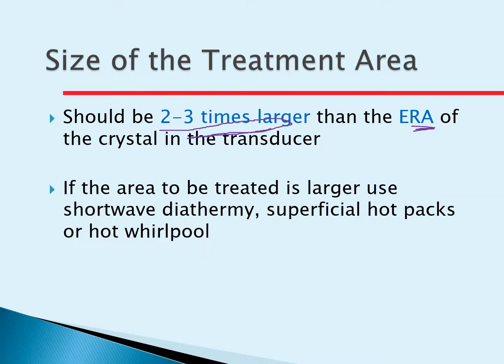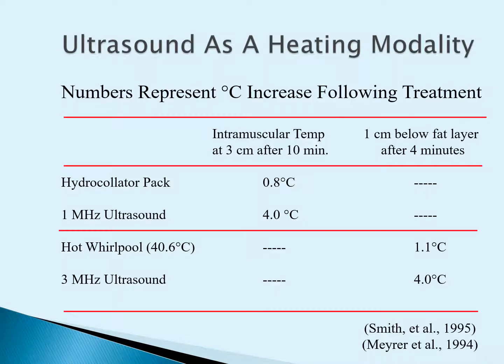If the area to be treated is larger, right, use shortwave diathermy. Yeah, that's not going to happen. We don't have those very often. We could use superficial hot packs. Right? So for example, the low back. We can do ultrasound on the low back, and we will practice that. But more practically, the hot pack is going to be better. Again, we're going to get similar effects. Or hot whirlpool. Again, most clinics don't have that anymore.